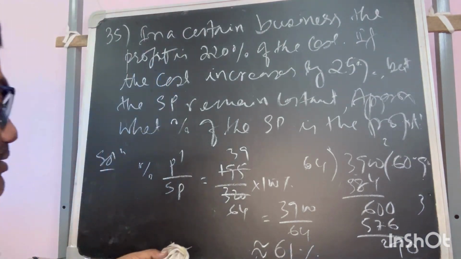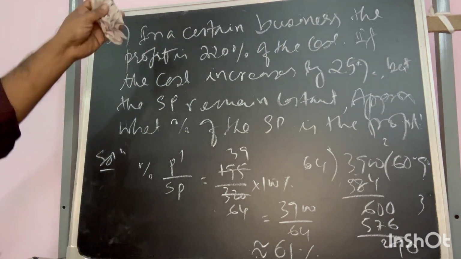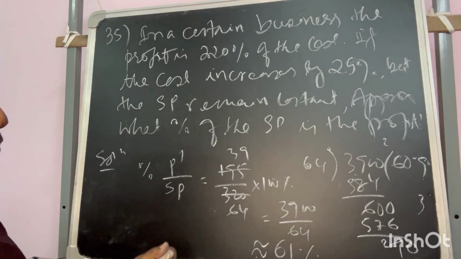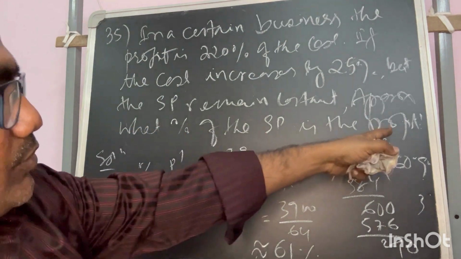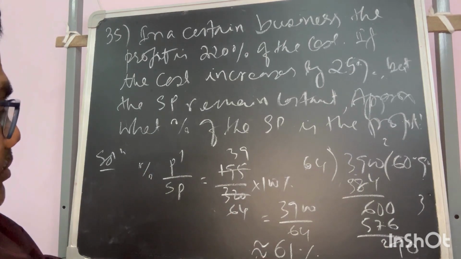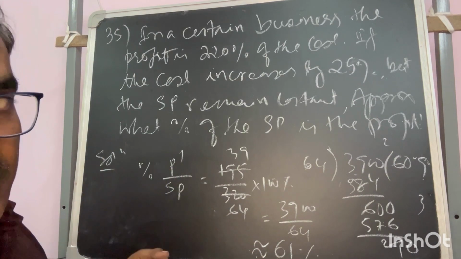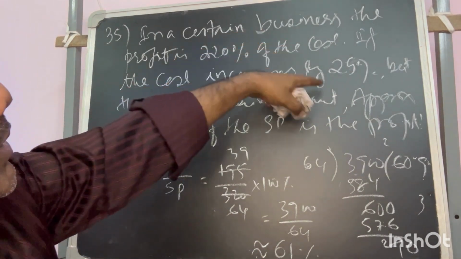So I have to take 61 as the approximate value. This will be the value that needs to be calculated. What percentage of the selling price is the profit? So 61% of the selling price is the profit, even if I increase the cost price.